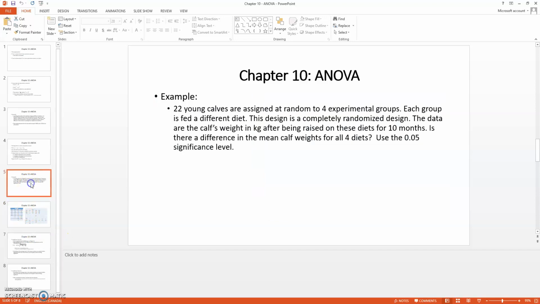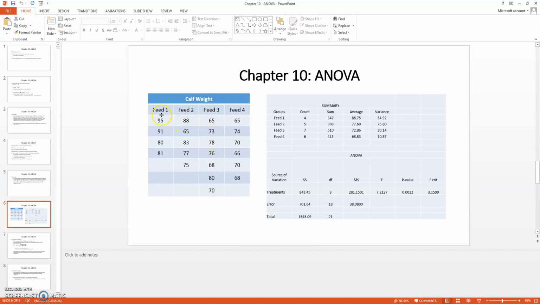In the previous chapter we were working on this example with the 22 young calves being assigned to 4 different feed systems. We determined, based on the test statistic and critical value and again on the p-value, that we are going to reject the null hypothesis, basically stating that we have enough evidence to indicate that the average weights in the 4 feed systems are not equal, that perhaps one of them is better than the others.